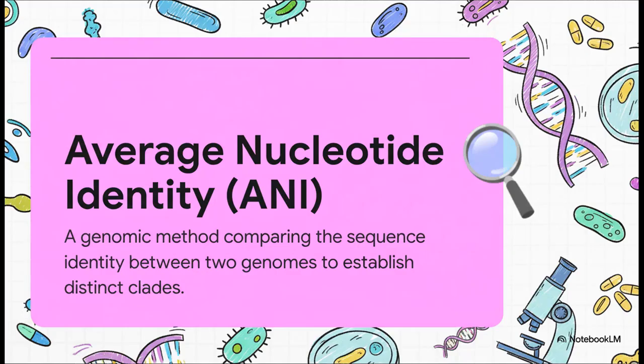And the tech that really sealed the deal was average nucleotide identity, or ANI. So what this does basically is it compares how similar the genes are between two different bacteria. The magic number is 95%. If the similarity is less than that, they're likely different species. Well, in this case, the ANI was way below that threshold. This was the high-res, undeniable evidence needed to say, yep, this deserves a whole new genus.